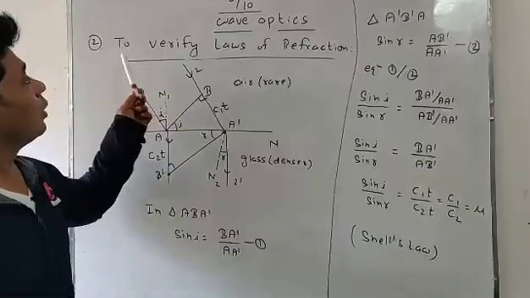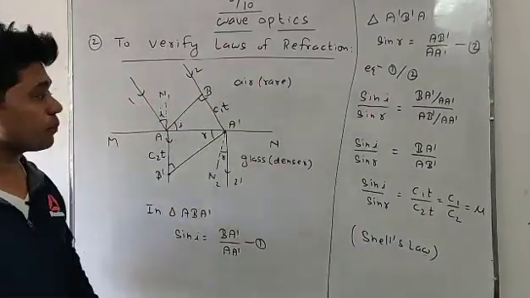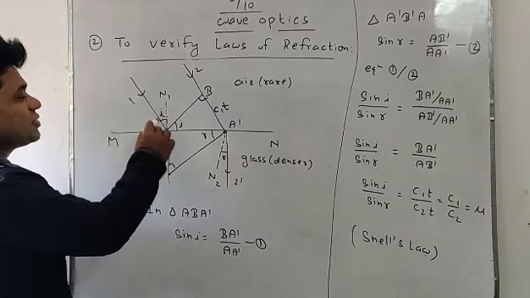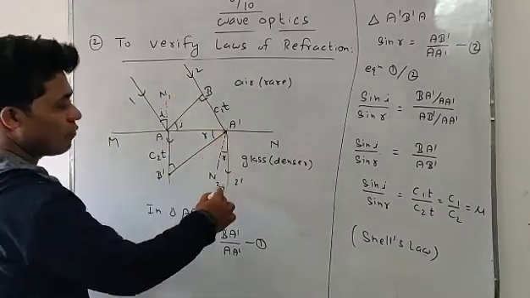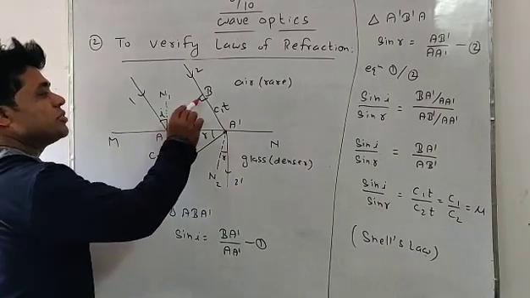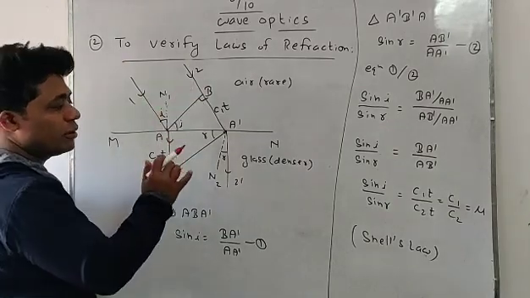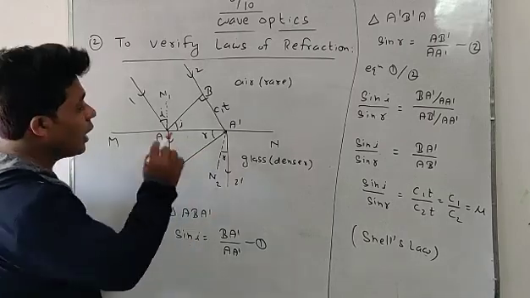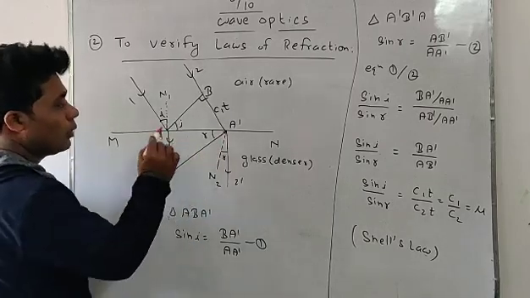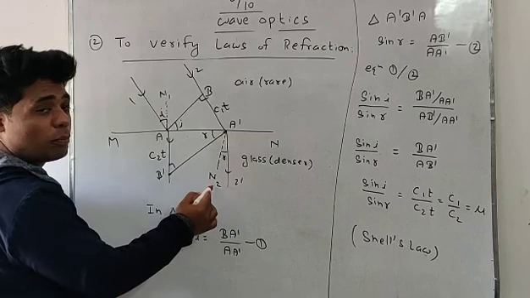Okay students, let us verify the laws of refraction. A ray is incident, it gets refracted. Another ray is incident, it gets refracted. AP is representing the incident wavefront, and A dash B dash is representing the refracting wavefront. I have drawn perpendiculars. N1, N2 are the normals.